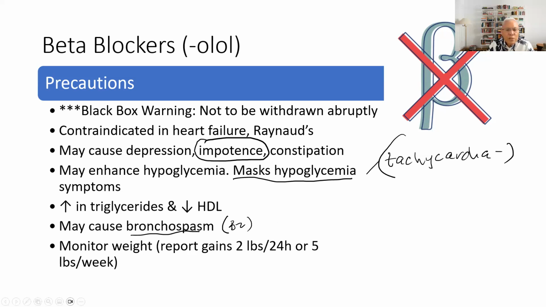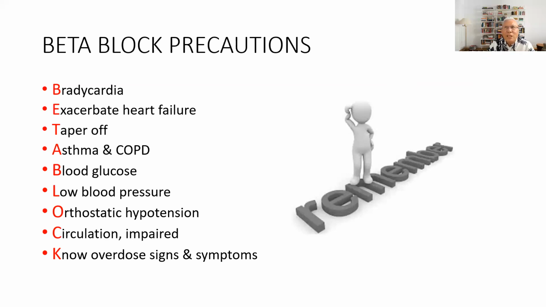All right. So similar to the other drugs that I have discussed, the way in which you try to remember beta blocker precautions is to think of BETA BLOCK. Okay. So B is for bradycardia, which obviously is an effect of beta blockers. E, it could exacerbate heart failure. T, taper off. You remember the black box warning. A, no for asthma and COPD. B, always check the blood glucose because it masks the signs and symptoms of hypoglycemia.